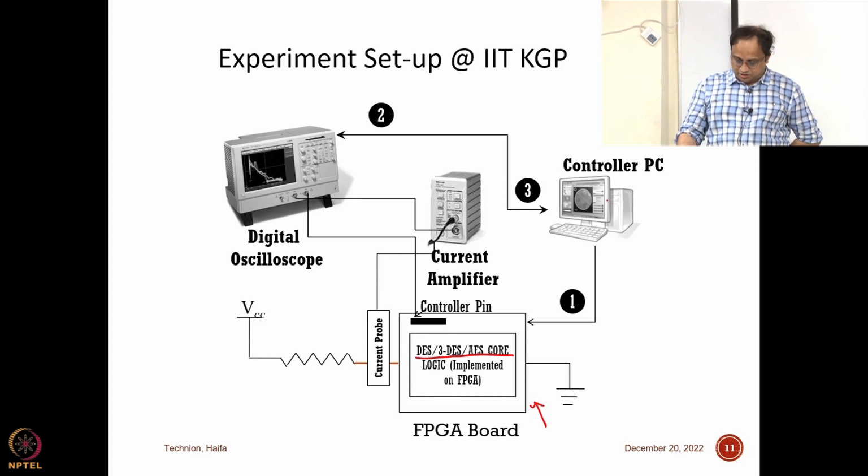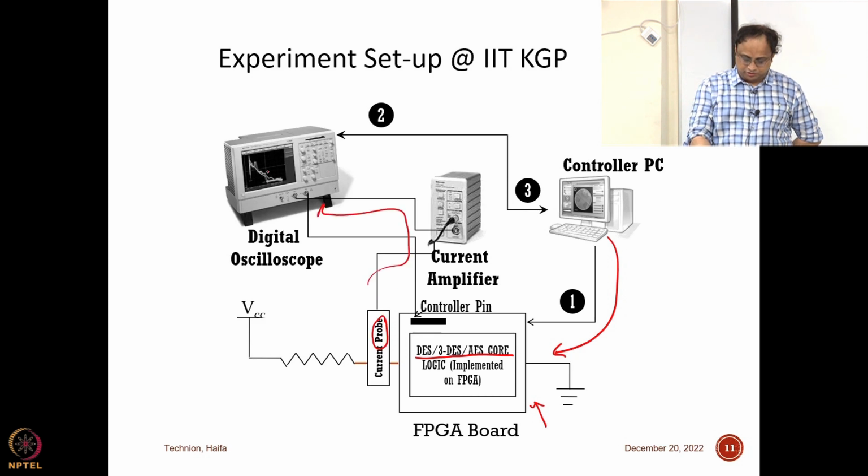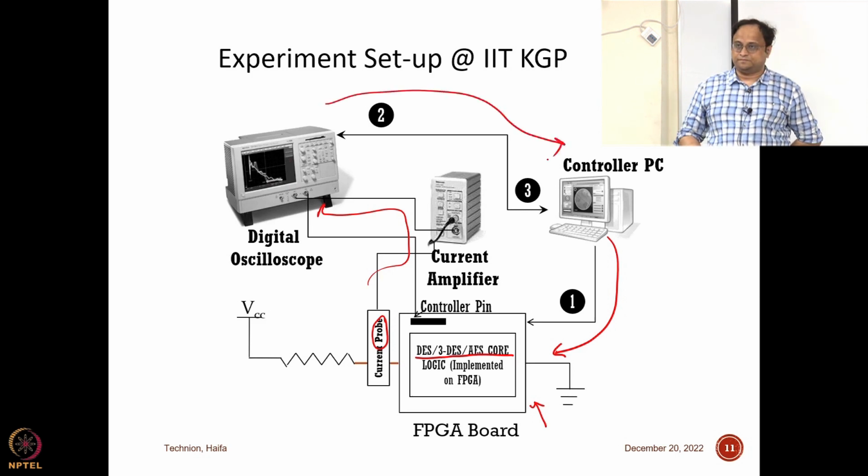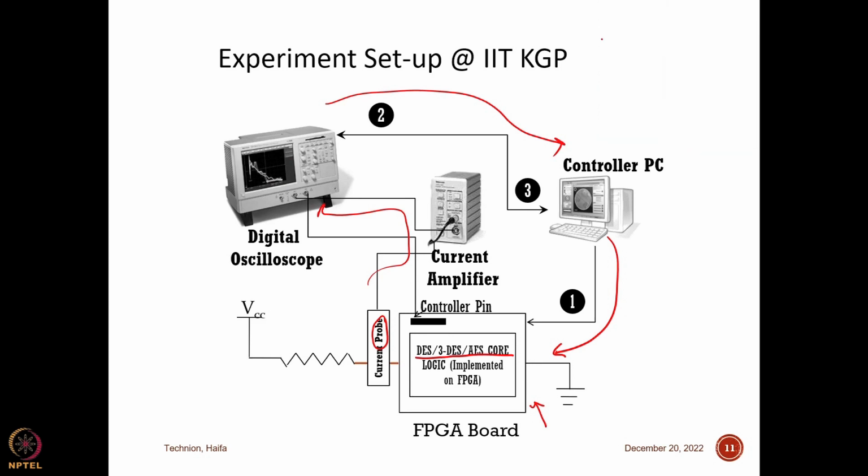And now what I do is, from the PC, I send input for this to either encrypt or decrypt, and when it is doing its computation, I have some kind of probe. These are called probes, which measure the power consumption and store it in the oscilloscope. And this oscilloscope, synchronized with the PC, sends this data to the PC. So at the end of this experiment, what does the PC have? The PC has plain texts, it has cipher texts, but also it has the corresponding power traces.